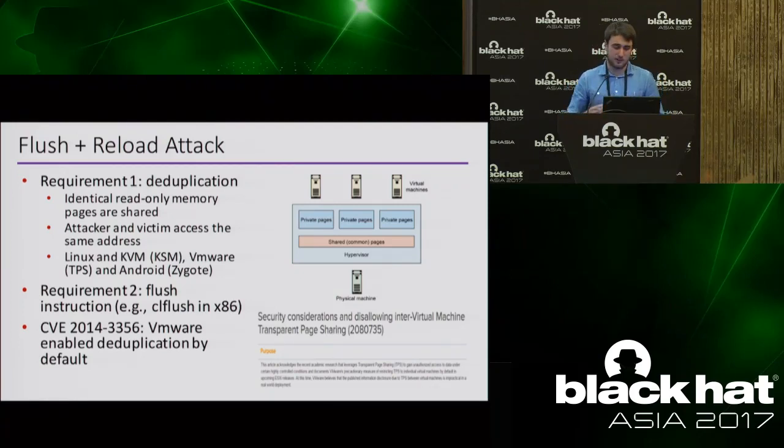Although this might seem threatening and unrealistic, the truth is it's implemented by default in Linux, in KVM of course. In VMware it was implemented by default, but we notified them about our findings, about how we can utilize this to do damage, and they gave us this CVE number and disabled it, and now it's not implemented by default. And lastly, we see it in Android as well with the KSM mechanism. The second requirement is that you have a flush instruction in the instruction set architecture, meaning an instruction that allows you to evict something from the cache.